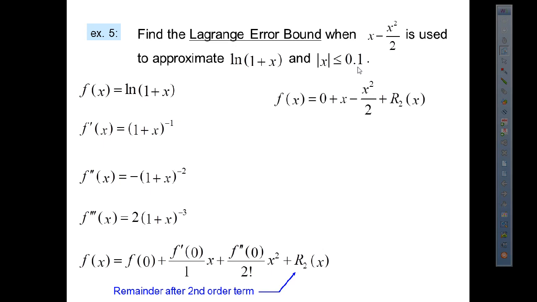So f of x equals f of 0 plus f prime of 0 over 1 times x plus f double prime of 0 over 2 factorial times x squared, plus our remainder after that second order term. Using this as our series, we have f of x equals 0 plus x minus x squared over 2 plus R2, the remainder of the series.